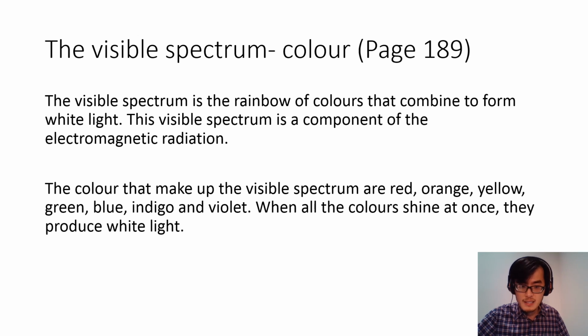So I will highlight this for you. We have red, orange, yellow, green, blue, indigo, and violet. It says when all the colors shine at once, they produce white color or white light. Moving on to the next slide.